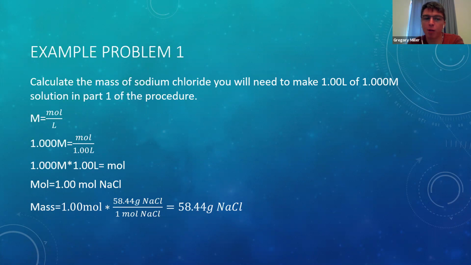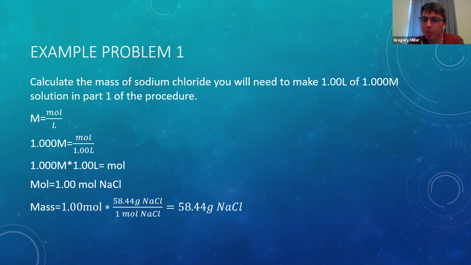So molarity is moles over liters. Our solute is sodium chloride. Our solvent would be water. Our solution is the whole thing. So we know the volume, we know the molarity, we can plug those in, rearrange that to find out that the moles is 1.000 molar times 1.00 liter.